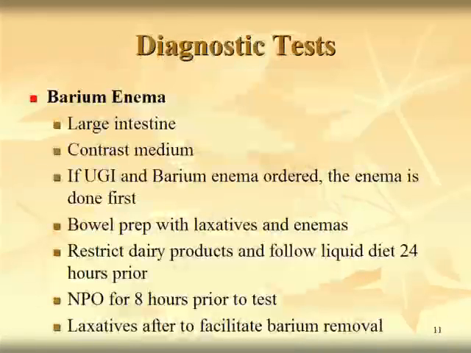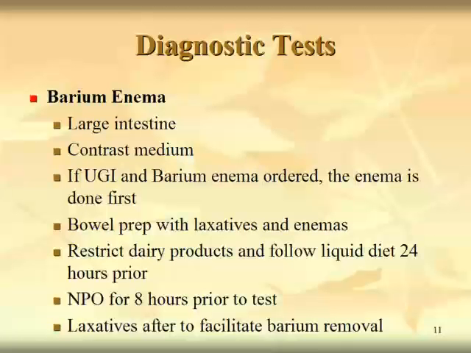Other diagnostic tests would be a barium enema. This looks at large intestinal disorders. It looks at structural abnormalities of the rectum and the colon. These patients are also given a contrast medium, and it can detect colon polyps, tumors, and chronic inflammatory bowel disease, as well as obstructions and narrowing or dilations of the colon.